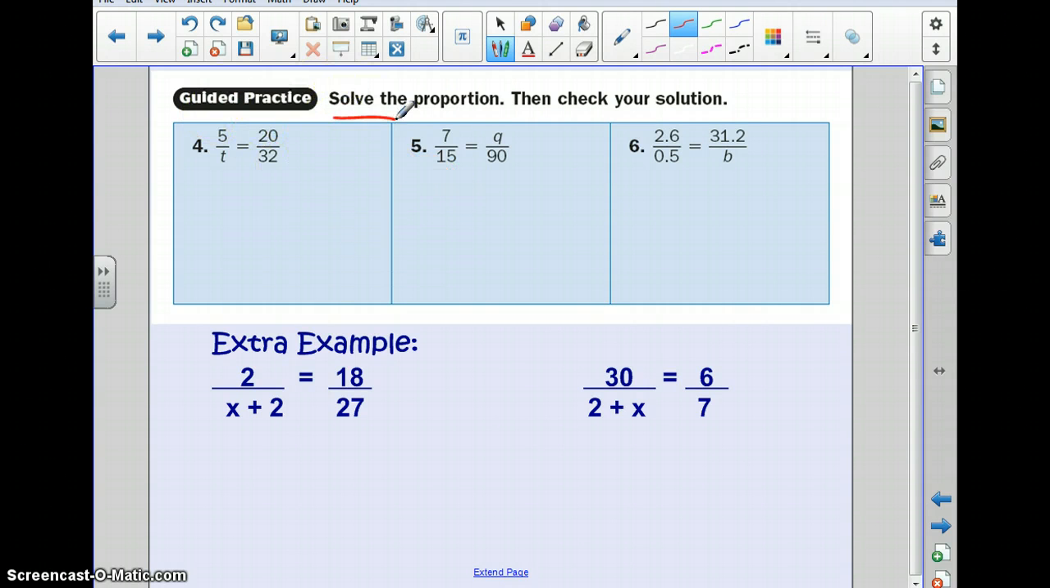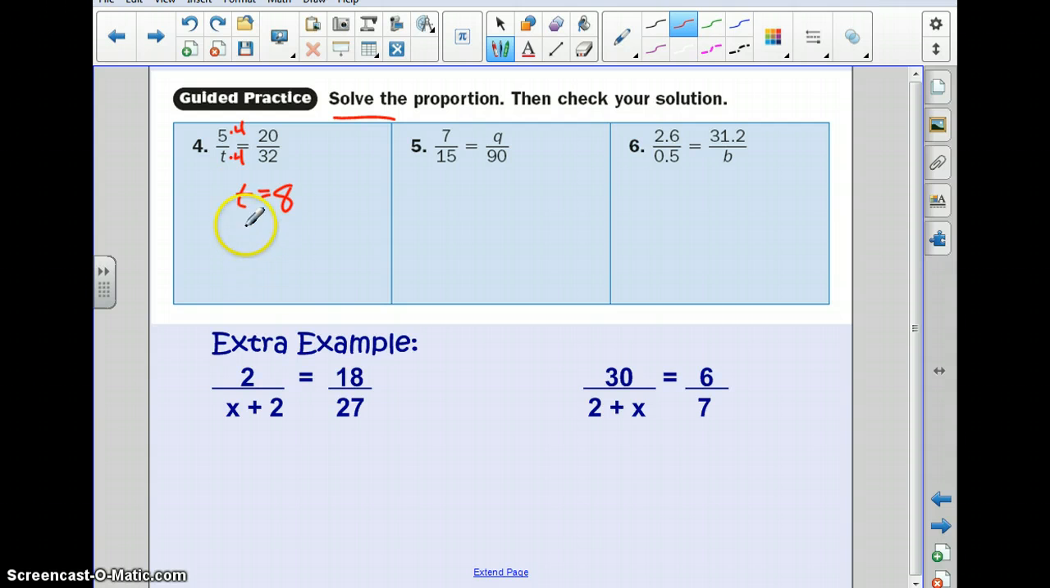Here it says solve the proportion, then check your solution. Well, on this one, I'm going to use a simple, easy method. 5 times 4 is 20, so t times 4 has to be 32. What number times 4 is 32? 8. So t equals 8.